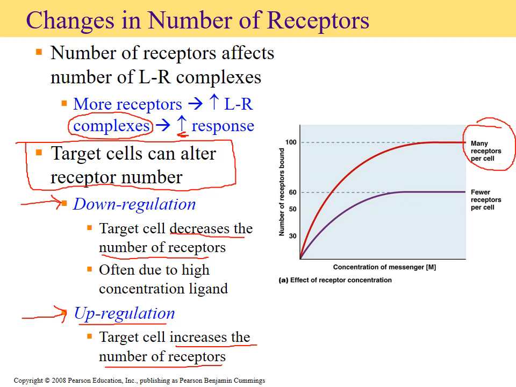Please keep in mind that when you're doing your downregulation and your upregulation, you are not changing the number of cells. They stay the same. You're simply changing how many receptors they're responding to.